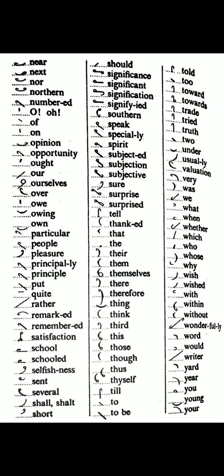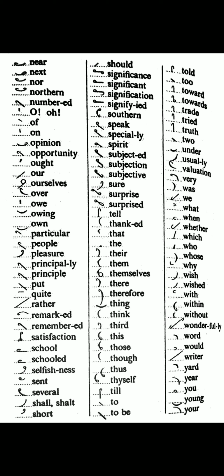Only the above the line is used here for though. The with a circle through the line is used here for thus. The with a circle above the line is used here for thyself. T with L hook through the line for till. Tick, downward tick on the line is used here for to. B through the line is used here for to be.